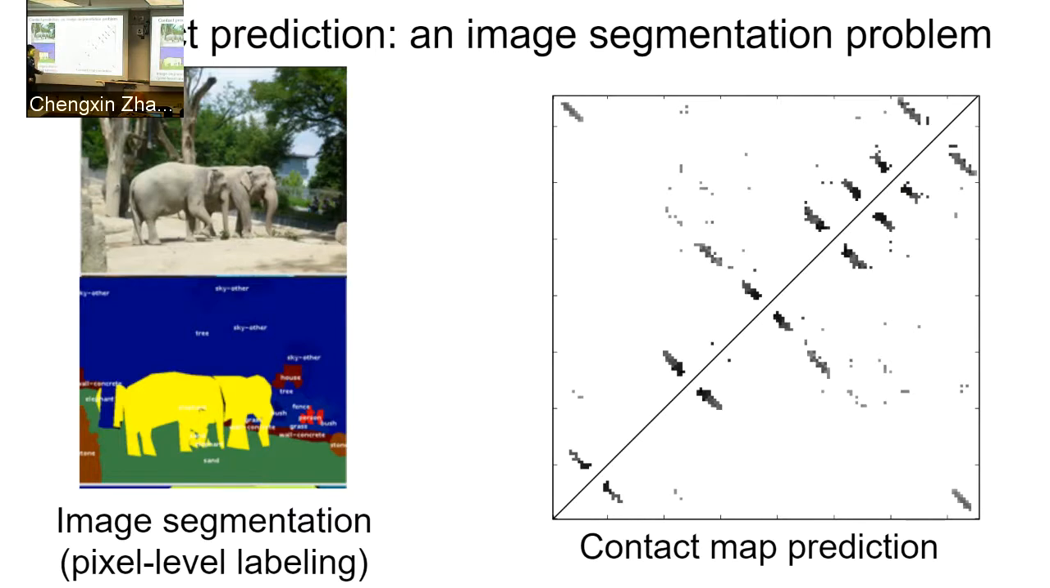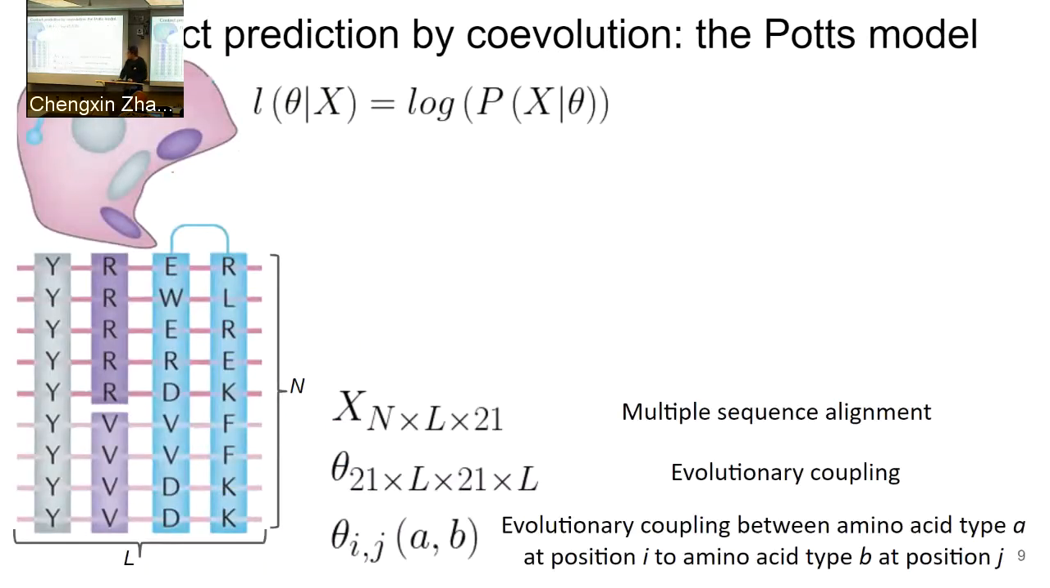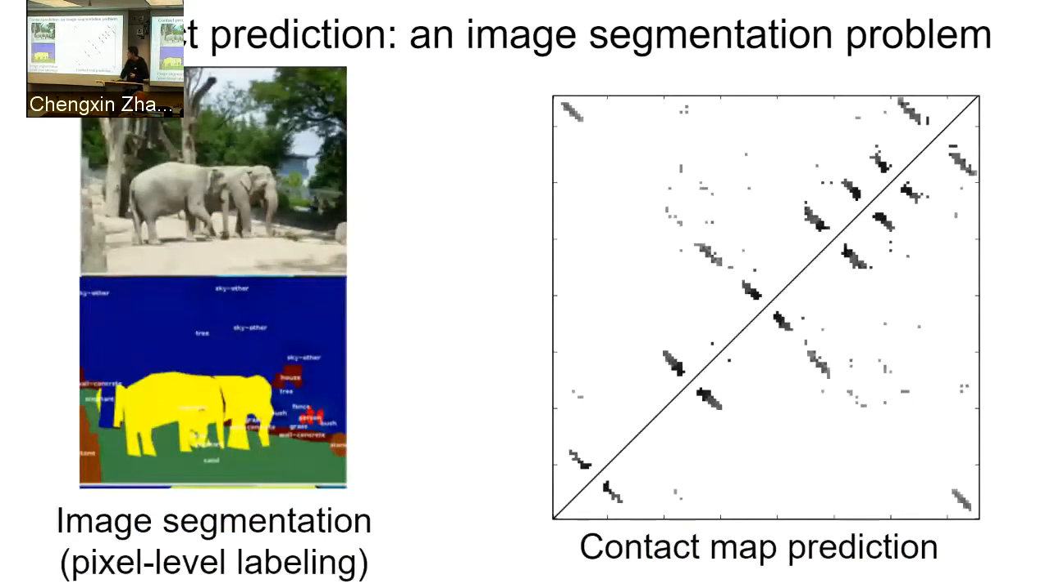Now, in contact prediction, the color or the input feature is the multiple sequence alignment for your query sequence. So we formulate it as an image segmentation problem, where for a two-dimensional map, we try to label whether each pixel, or each residue pair, is in contact or not. Then this is a classical problem for a deep convolutional neural network. So how can we use a multiple sequence alignment to predict this?